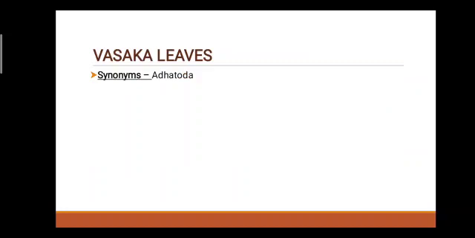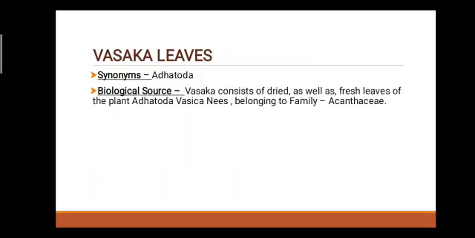Synonym: Adulsa. Biological source: VASAKA consists of dried as well as fresh leaves of the plant Adhatoda vasica Nees, belonging to family Acanthaceae. It contains not less than 0.6% of vasicine on dried basis.